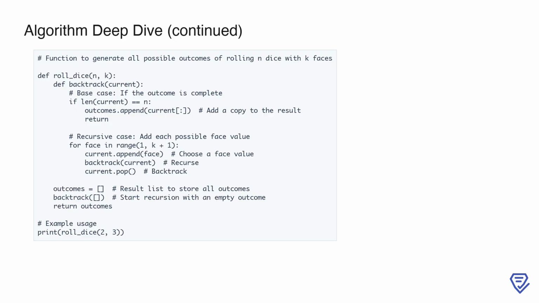Otherwise, we iterate through each possible face value, from 1 to k. For each value, we append it to the current list, make a recursive call to explore further, and then backtrack by removing the last value. This ensures we explore all combinations systematically. Finally, the roll_dice function initializes the result list, calls the helper function with an empty outcome, and returns the complete list of outcomes. The example usage demonstrates the function with n equals 2 and k equals 3, generating all valid 2 dice rolls with 3 faces per die.